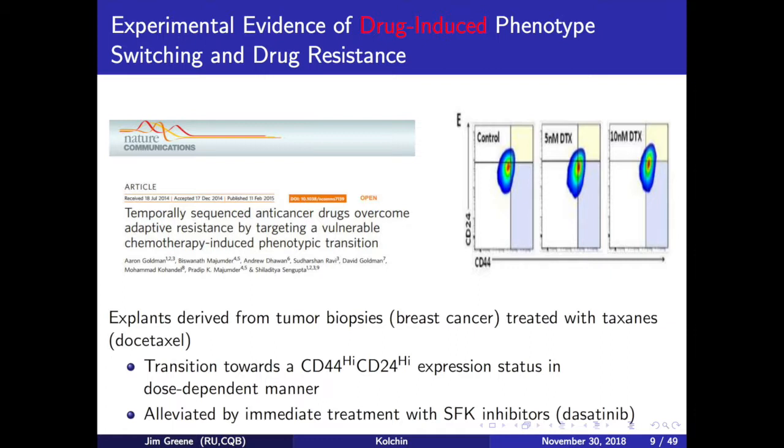a resistant state, and they actually knew how that state was resistant. They were upregulating these SFK molecules, and they were able to leverage that and treat those with SFK inhibitors and actually get better results than you would expect. So they actually used the fact that the cells were transitioning in a dose-dependent manner to design therapies. And so this is very interesting, and it shows how you might think about using induction to your advantage.